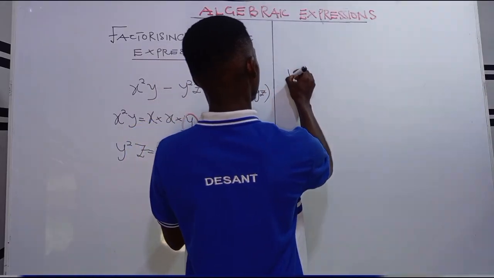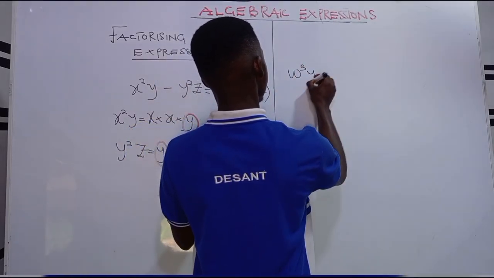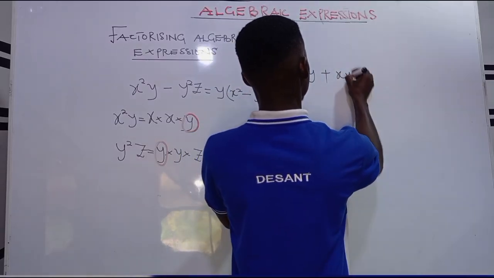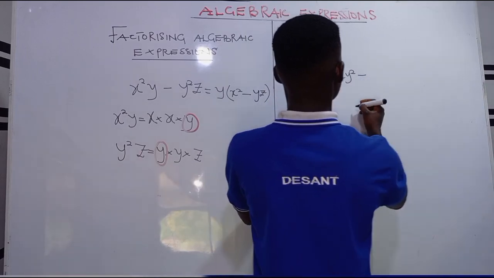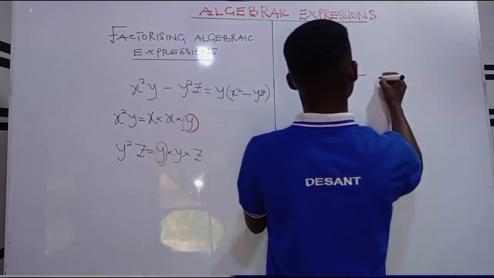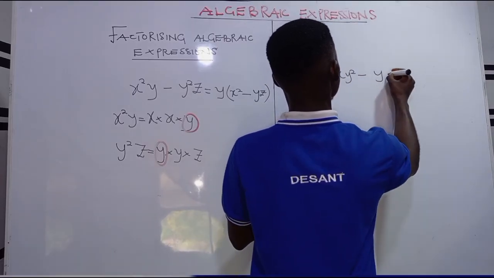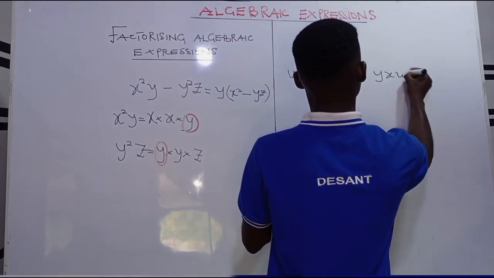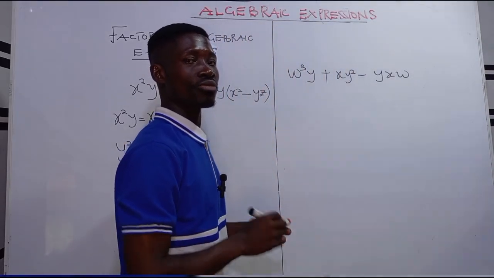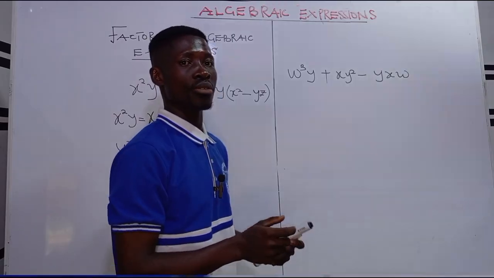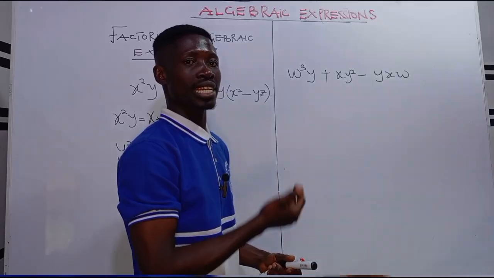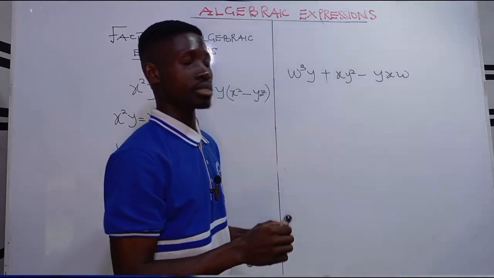Let's take it that you have w cubed y, then plus, let's say, x y squared, then minus, let's say, x y w. We have to factorize. So what we are going to do is find the factors of the individual terms. Then you find a factor that is common to all of these terms.